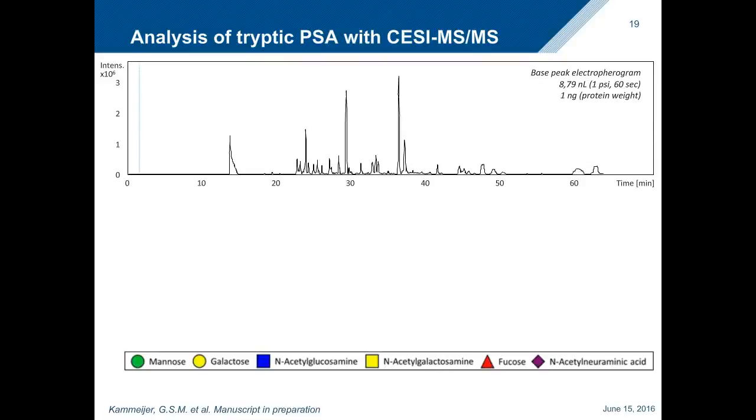Now something about the analysis of tryptic PSA. What you can see here is the base peak electropherogram, and we didn't really purify our sample. We just took a standard, reduced and alkylated it, did a tryptic digest, and directly analyzed it on the CESI-MS. In the base peak electropherogram we have many different peptides and glycopeptides from PSA. But looking a little more closely, we observe 3 different clusters if we only look at the glycopeptides. So we have cluster A, B, and C.